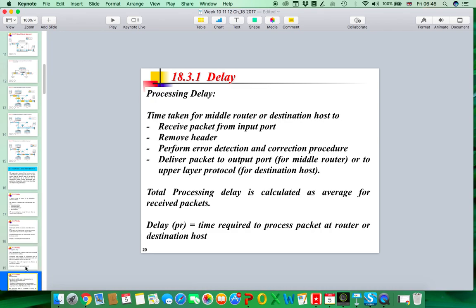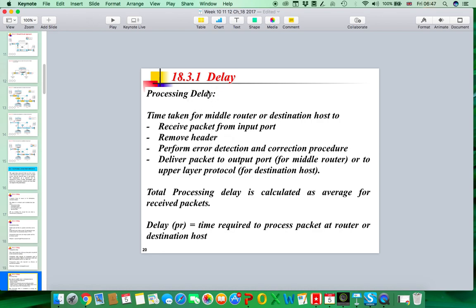Then we have the processing delay. The processing delay means the time taken for the middle router or destination host to receive the packet, remove the header, perform error detection and correction, and deliver the packet to the output port. Anytime a packet arrives at either the middle router or the destination, it will have to perform all these tasks. So there is some delay associated with it.